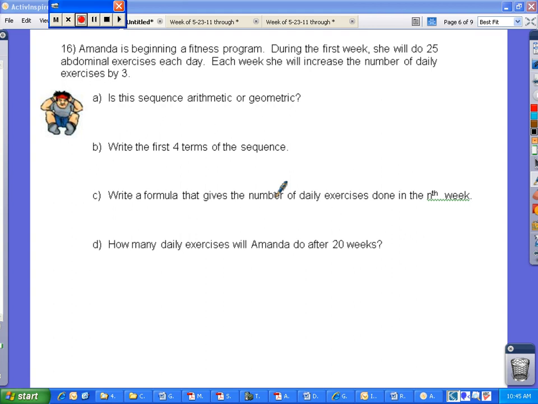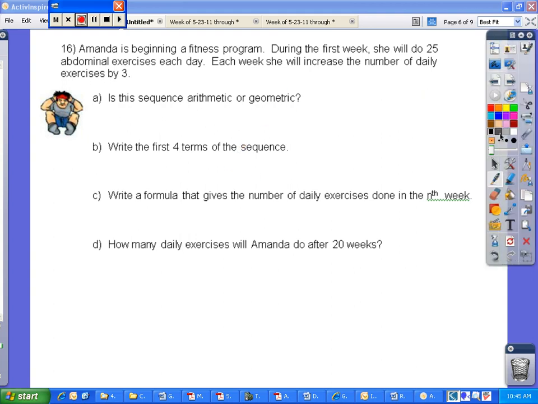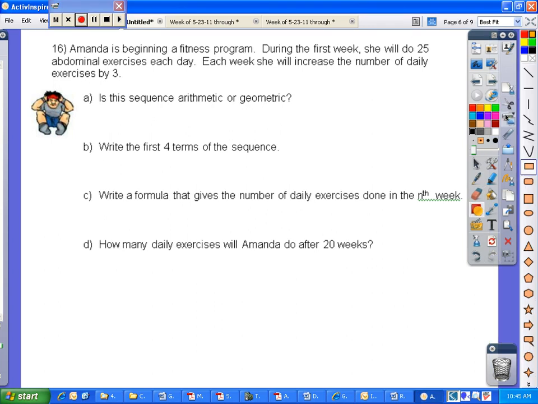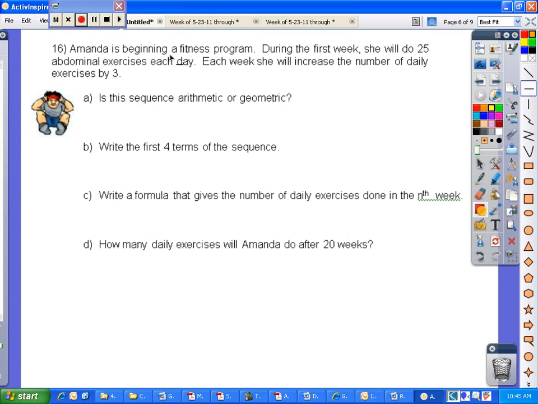Alright, so let's go ahead and review the word problems for your sequences and series test. For number 16, first of all, you have to classify whether this is arithmetic or geometric. To do this, it is best to identify keywords in the problem so that you know which one it is.